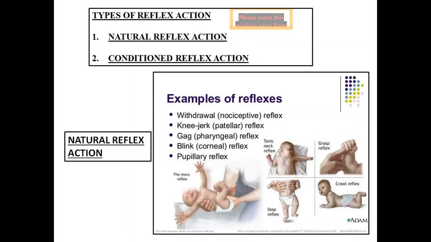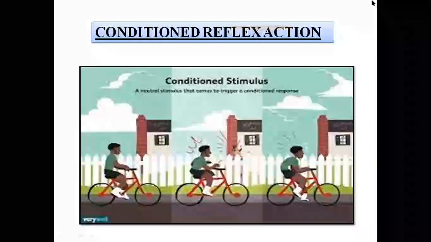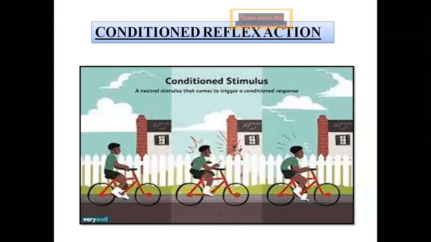Next is conditioned reflex. Conditioned reflexes are those that are learned through some previous experiences. Like after birth, people learn cycling, and it is a fact about learning from previous experience, how you learn to ride a cycle. This kind of reflex action which is learned through experience is known as conditioned reflex.